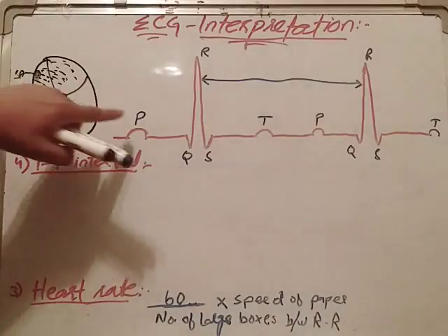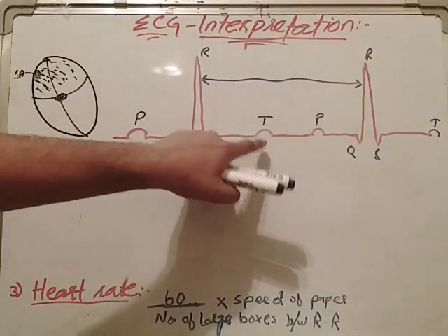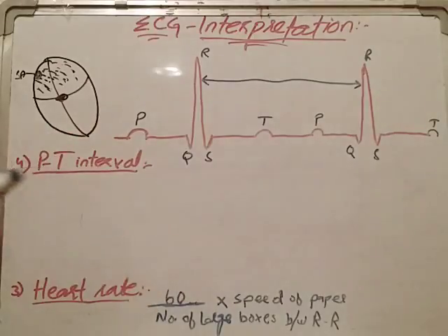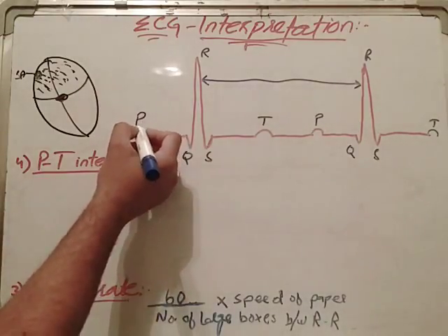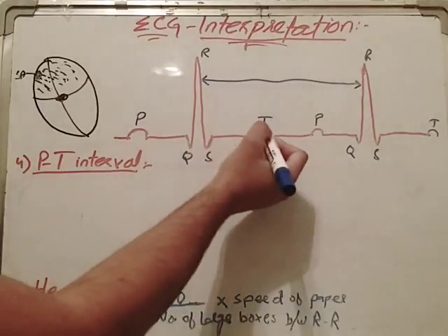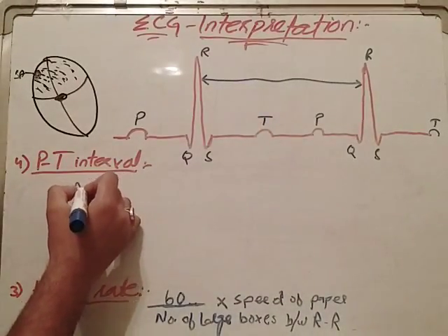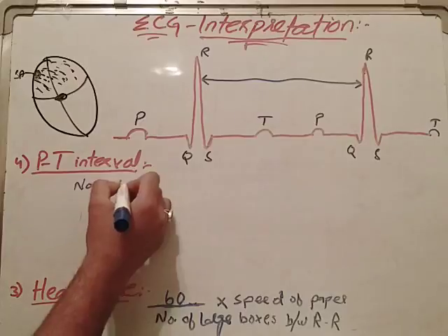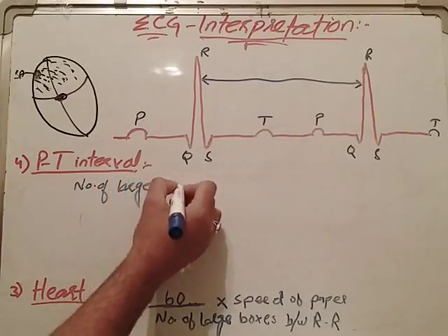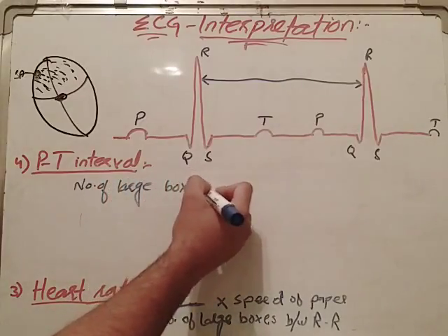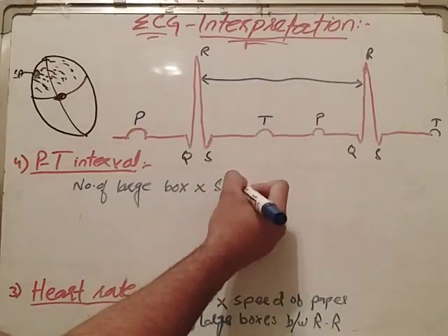So the distance from P to T is what we call the PT interval. We can find the PT interval after examining the ECG graph: it is the number of large boxes between P and T, multiplied by the speed of paper.